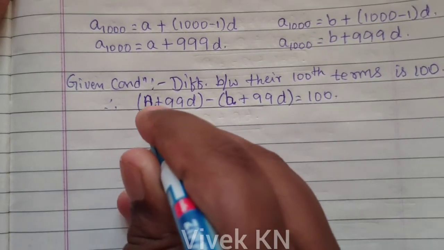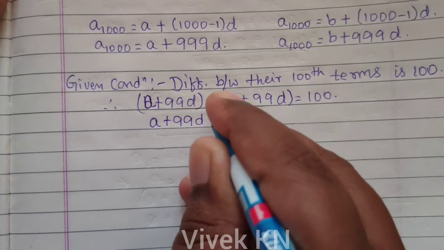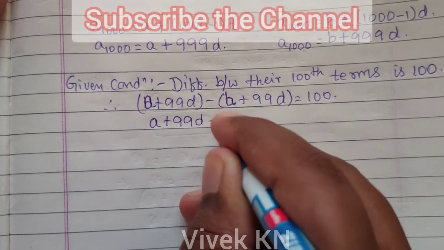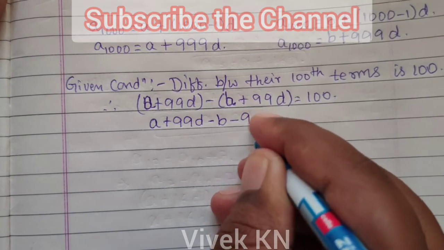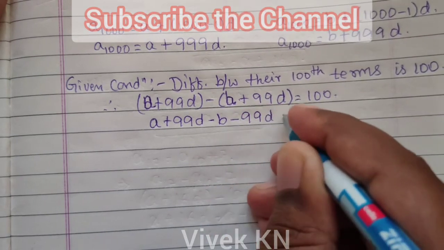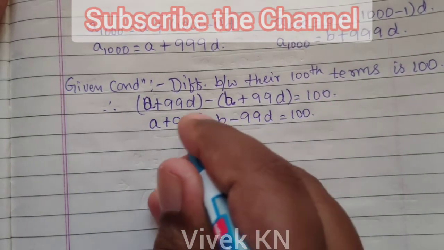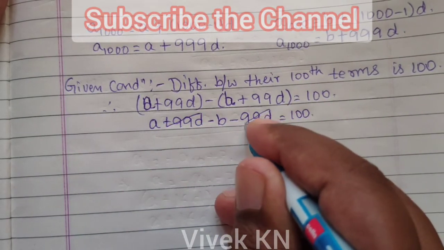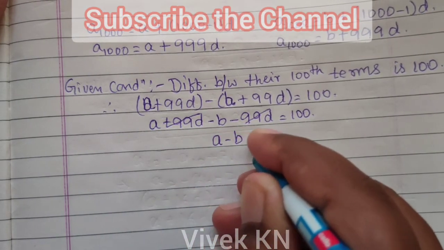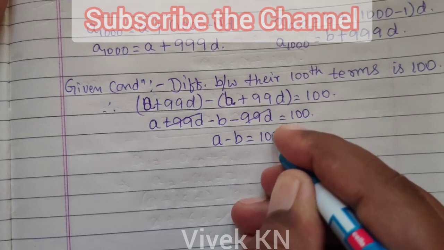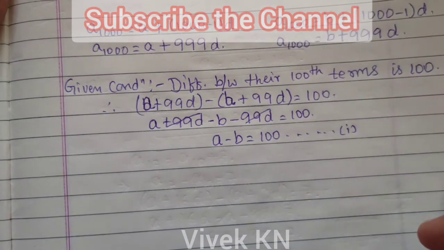Solving this, A plus 99D minus B minus 99D is equal to 100. Here plus 99D minus 99D cancelled, and the answer is A minus B is equal to 100. This is equation 1.